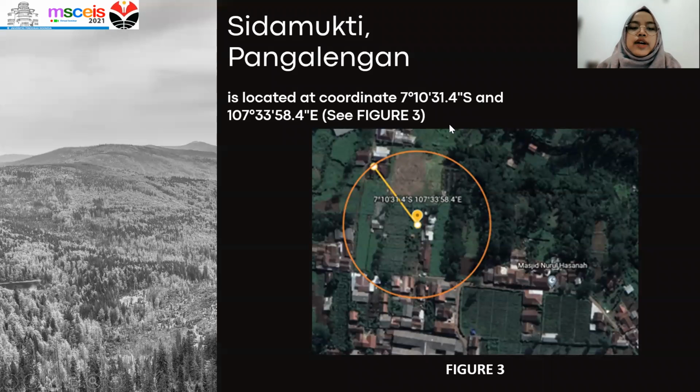Now, the research area is in Sedamukti, Pangalengan. This area has the highest rainfall in Bandung Regency. Based on rainfall data collected by BMKG in Pangalengan, referring to rainfall data in Bandung Regency, the average annual rainfall is 1,718 until 2,603 millimeters per year. The geological setting of the study area is composed of old and degraded volcanic loose sedimentary rocks in the form of vines.